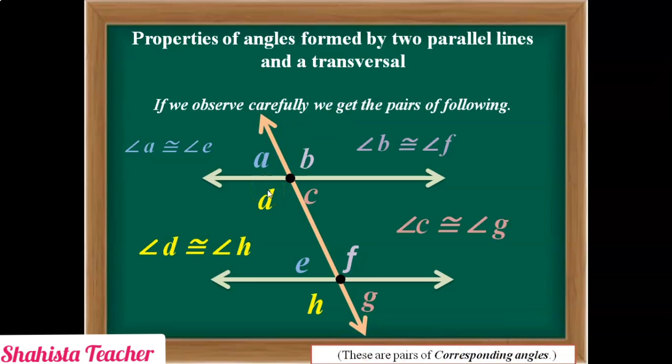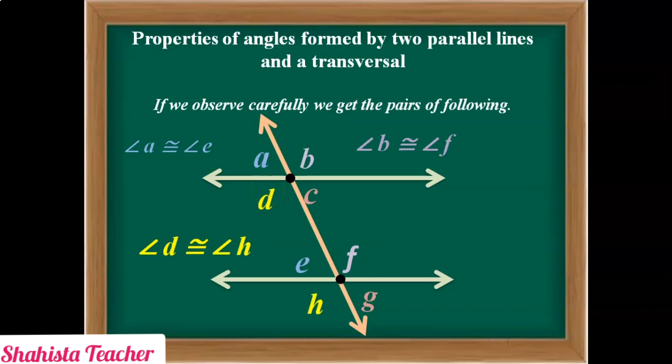Similarly, the measure of angle D is congruent with the measure of angle H. So here they both are congruent. Same side, same direction. Now the measure of angle C is congruent with the measure of angle G. So these all are the pairs of corresponding angles.